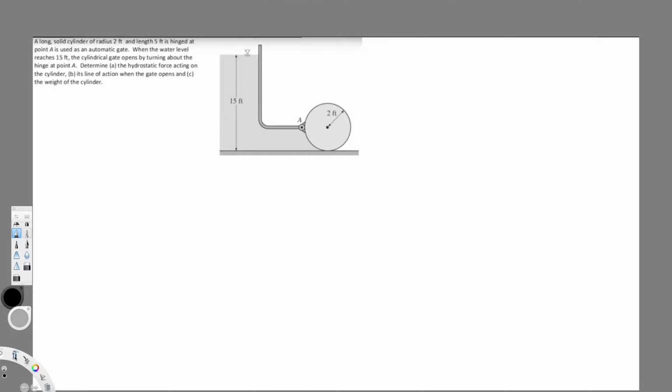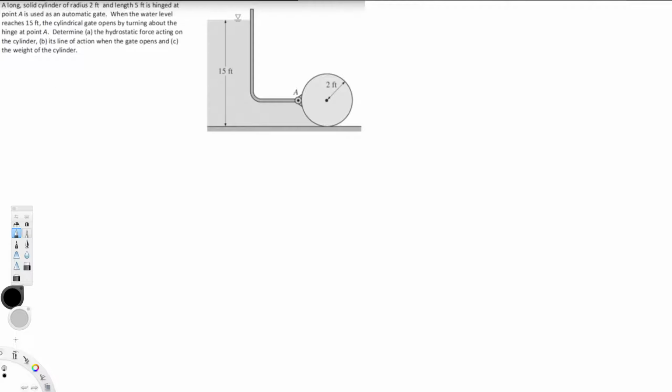What's going on, guys? Let's do this problem right here. This question is asking: a long solid cylinder of radius 2 feet and length 5 feet is hinged at point A and is used as an automatic gate. When the water level reaches 15 feet, the cylinder gate opens by turning about the hinge at point A. Determine the hydraulic force acting on the cylinder.